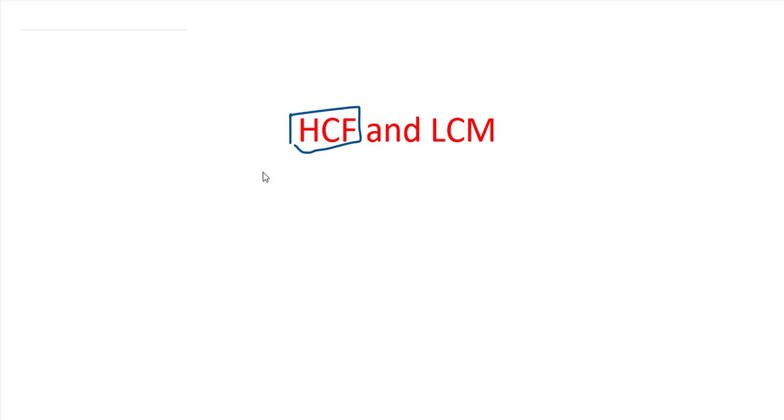HCF, as we all know, stands for highest common factor. It is also called the greatest common divisor. So what is this HCF? It is basically the highest number that can divide a given set of numbers.